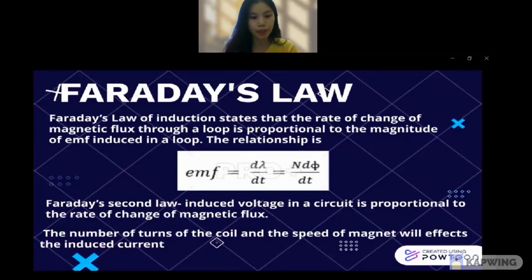Here λ is the magnetic flux linkage, N is the number of turns, and Φ is the magnetic flux through each turn. From this formula, we can also say that the number of turns of the coil and the speed of the magnet will affect the induced current. Besides, Faraday's second law of induction states that the induced voltage in the circuit is proportional to the rate of change of the magnetic flux. So the faster the magnetic field changes, the greater the voltage in the circuit.